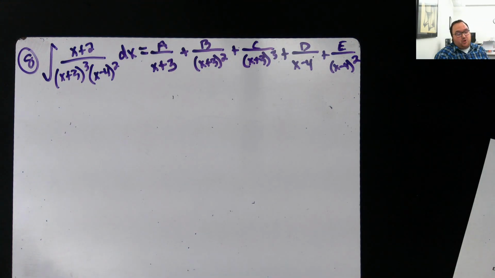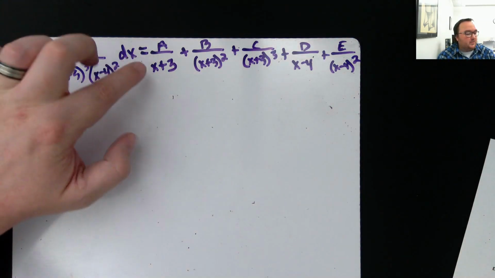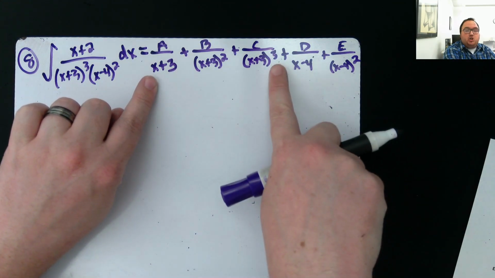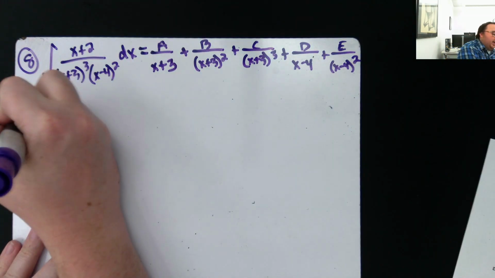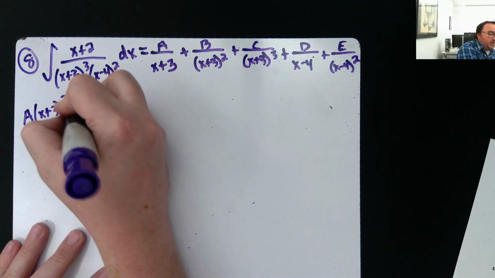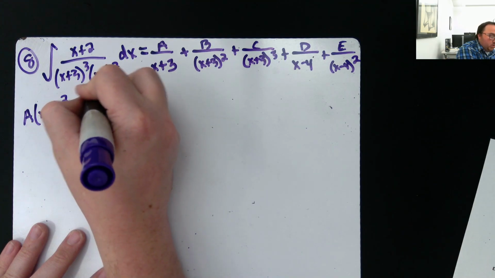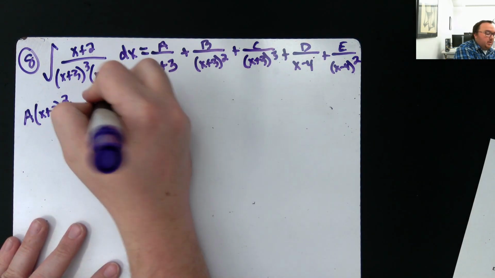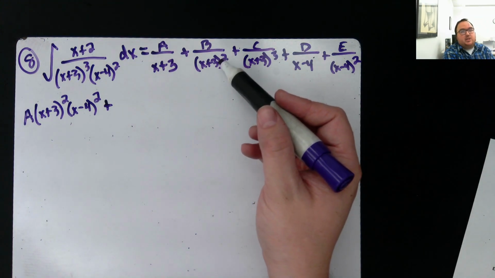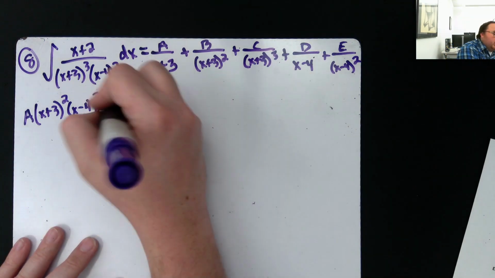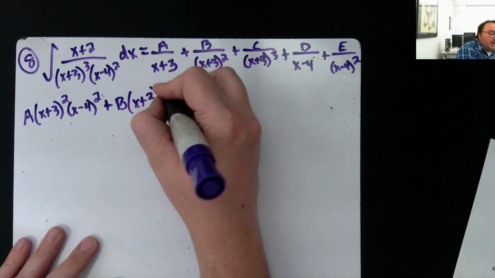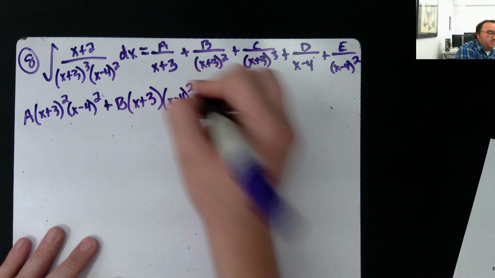So let's see what I've got to do to make all of them match. For this first term, I already have an x + 3, which means I just need two more. So I need an (x + 3)^2. And then, of course, I need this other factor that I don't even have yet, (x - 4)^2. Plus, for this one, I already have (x + 3)^2, which means I just need one more of them. So this is going to be B(x + 3). And then, of course, I don't have any x - 4, so I need all of them.